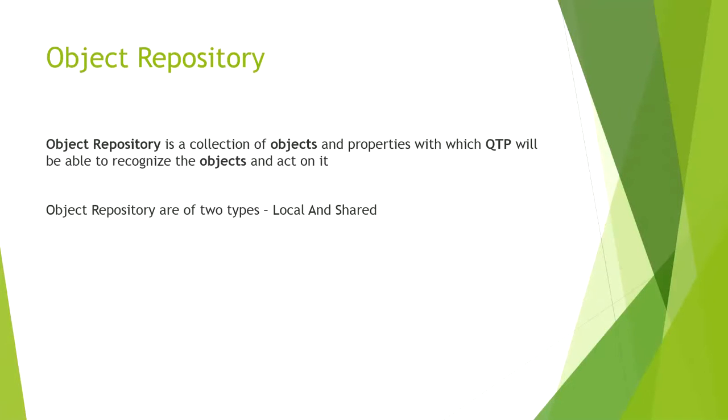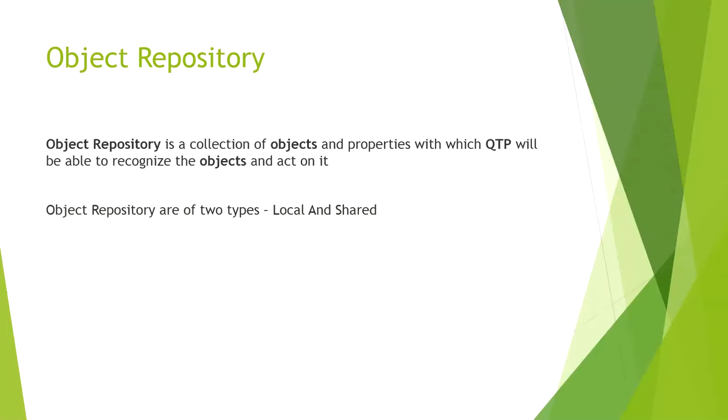What does QTP do? It learns the properties of a GUI object and stores the object and its properties in a place, and that place is called object repository. Now it compares the stored object properties with the actual object on the screen, and that's how it tries to identify that object on the GUI.